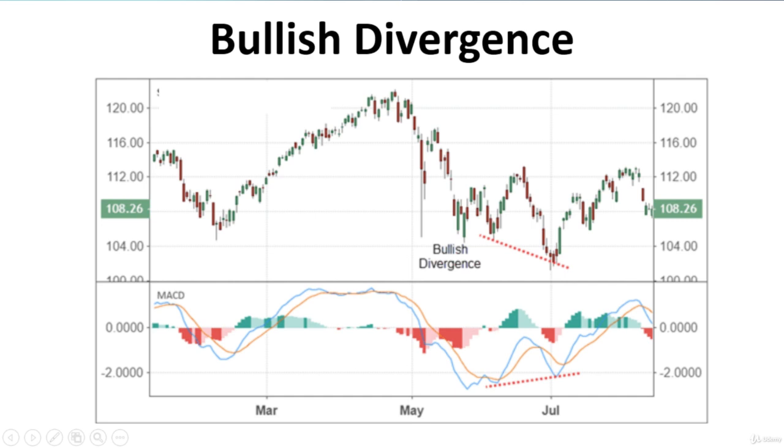Between the month of May and July, the price creates lower lows or an absolute bottom, whereas the MACD line creates higher bottoms. That means there is a clear divergence between price and the MACD line, and by this action the price will move upward. So with the help of both of these charts, you can easily identify the bullish divergence and the bearish divergence.